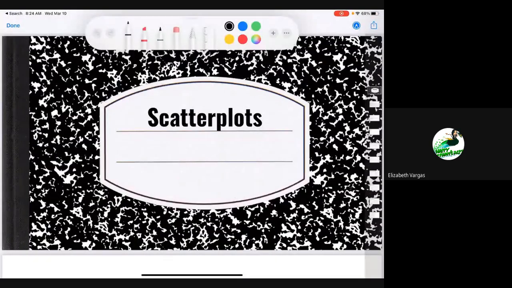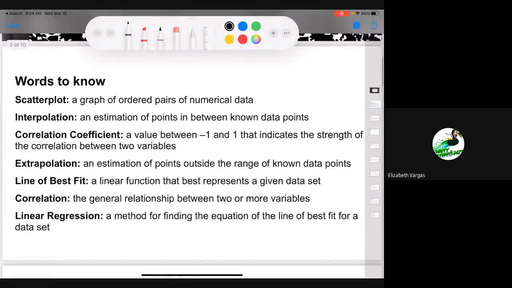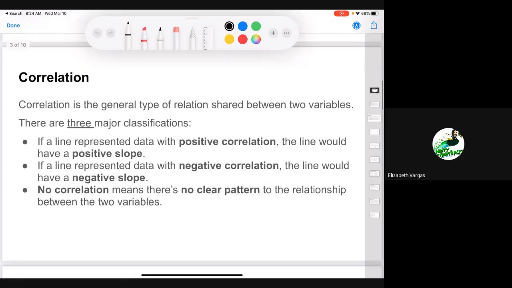All right, so today we're going to get into scatter plots. Again, this may be something that you have seen before or may not. But basically, what we're going to go over is different scatter plots and how they deal with correlations. So what is a correlation? Well, a correlation is the general type of relation shared between two variables. More specifically, our x variable, our independent variable, and our y variable, which is our dependent variable.